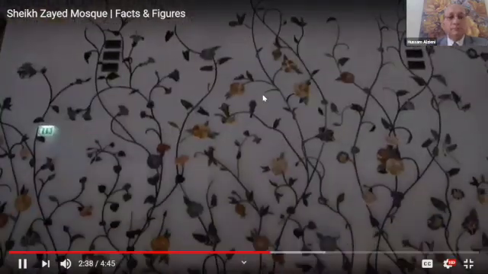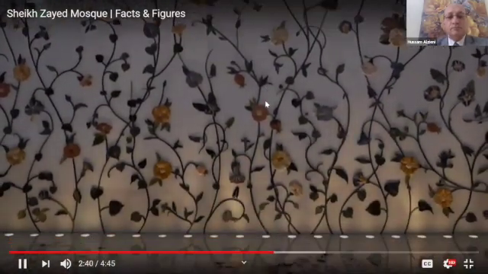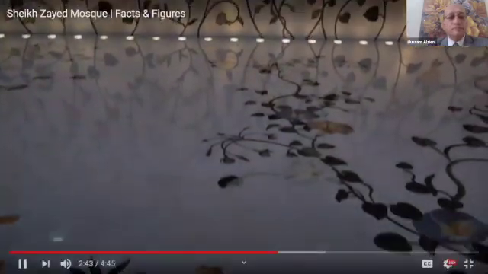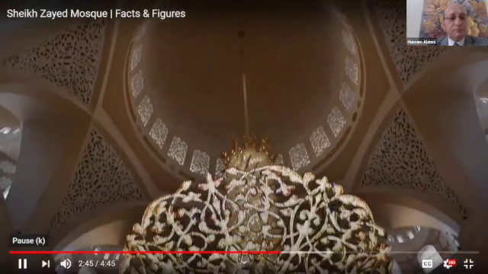So we're just entering the main halls of the mosque, and here you can see behind me all this flower design which surrounds the entire wall of this room. There's a huge chandelier right on top of me.